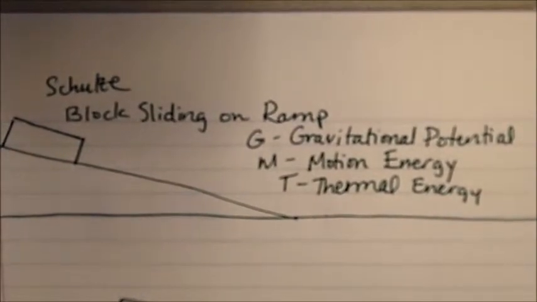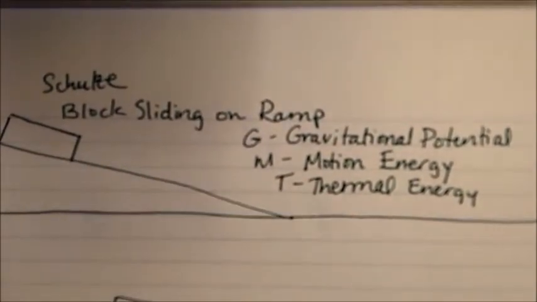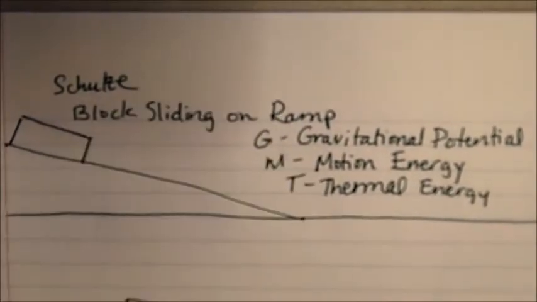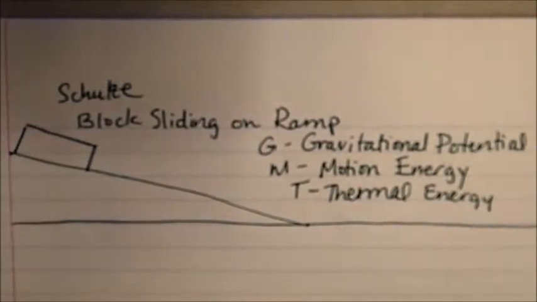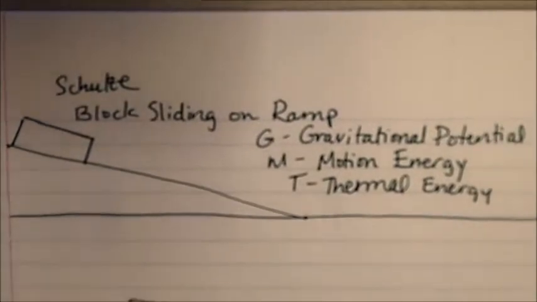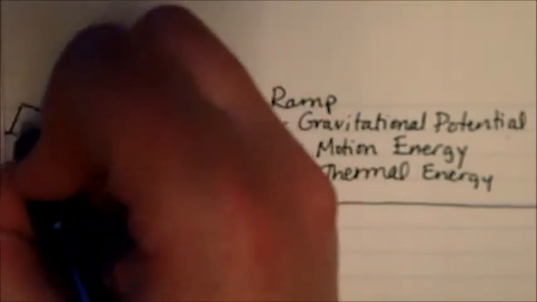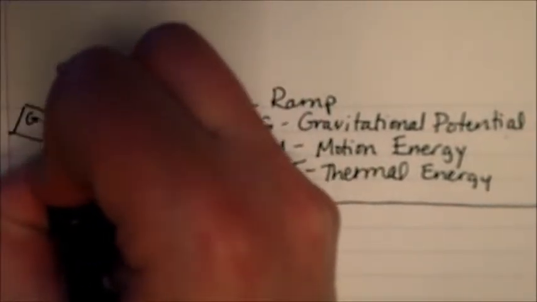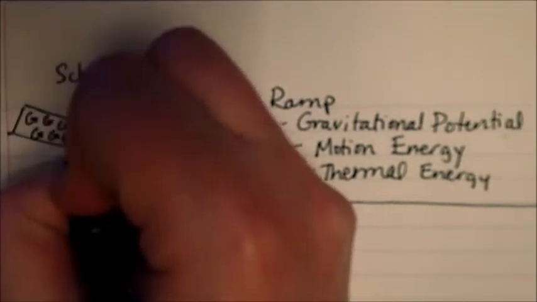So we start with the block that is on the top of the ramp, but it's not moving anywhere. We've really just essentially been holding it there. And it starts with some potential to slide down the ramp. So we're going to go ahead and put some potential energy in this, some gravitational potential, in the form of G's. And we're going to start out with 8 G's.